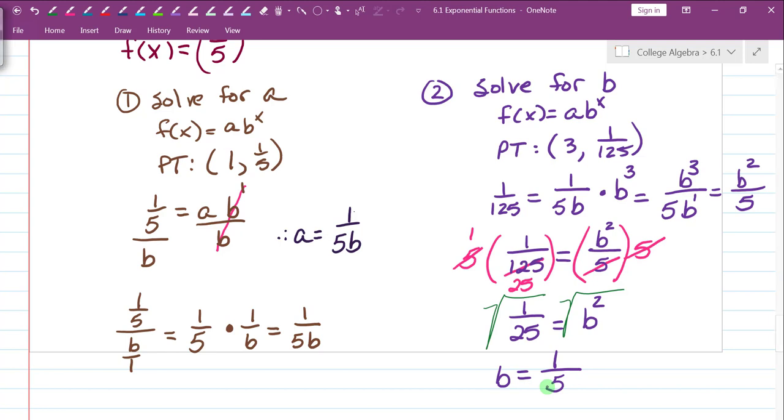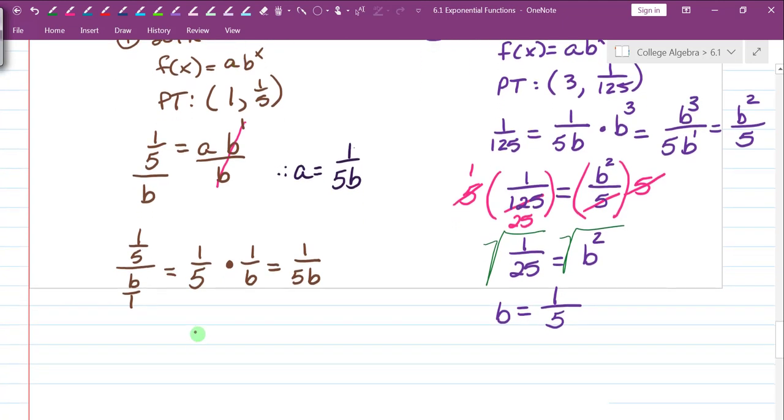Now, notice that right here, I solved a again in terms of b. So I'm going to need to substitute my value for b into a to find out the actual numeric value that a is equal to. So since a is equal to 1 over 5 times b, and b is 1/5, this is 1 divided by, well, that's going to just equal 1. So 1, because 5 will cross right out. Okay? So therefore, a is equal to 1.